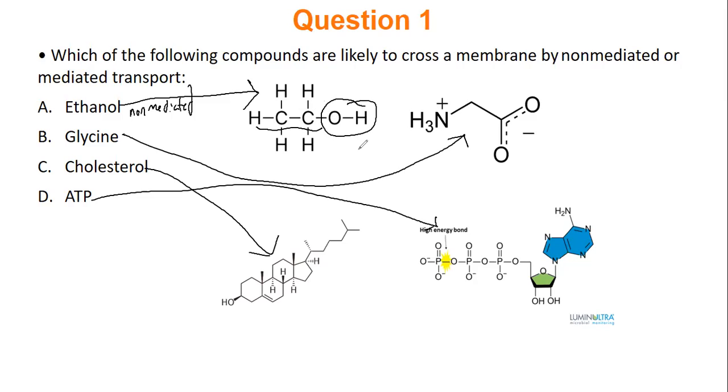Glycine cannot. This one has to be mediated. It's about the same size as ethanol, but one big distinction is that glycine is charged. Nothing charged can go through the membrane unaided. That's a pretty hard rule. Since glycine is charged, it can't just go through the biological membrane. Cholesterol is all nonpolar, so that's non-mediated. That can just slip right in through the membrane. ATP is mediated because all the phosphates there are charges.